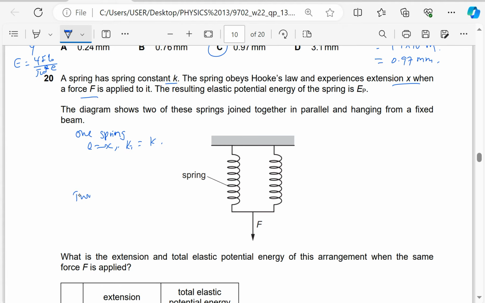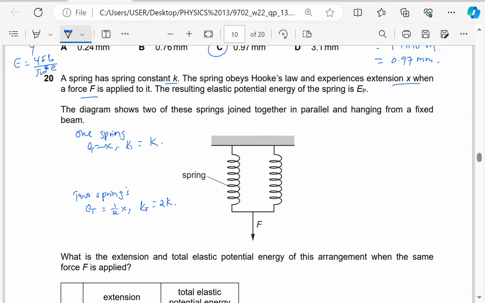So when there are two springs, total extension changes. If there are two, total extension is half of that of just one spring, so this is going to be a half of x. I can even predict what the total constant would be, of course, by looking at the reciprocal of the coefficient. So total constant will be twice of k.